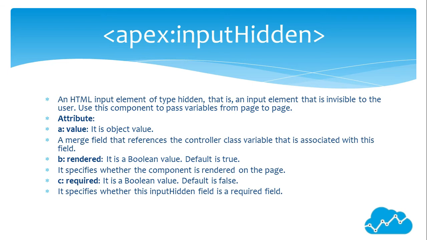apex:inputHidden, an HTML input element of type hidden, that is, an input element that is invisible to the user. Use this component to pass variables from page to page. Attribute value. It is an object value, a merge field that references the controller class variable that is associated with this field. Rendered. It is a Boolean value. Default is true. It specifies whether the component is rendered on the page. Required. It is a Boolean value. Default is false. It specifies whether the input hidden field is a required field.